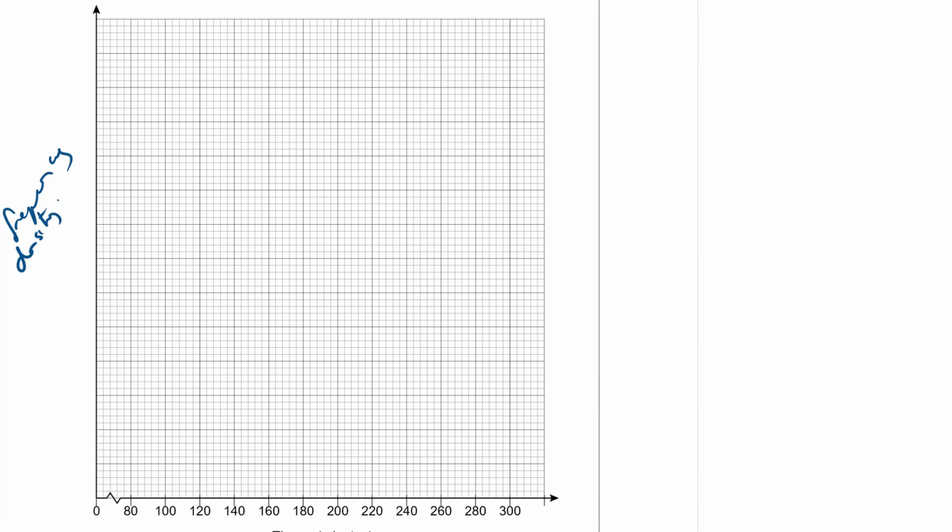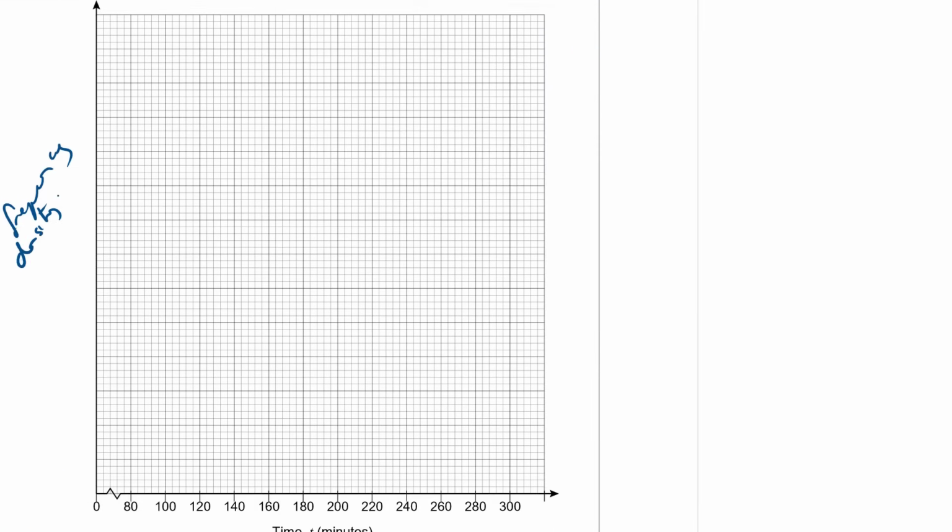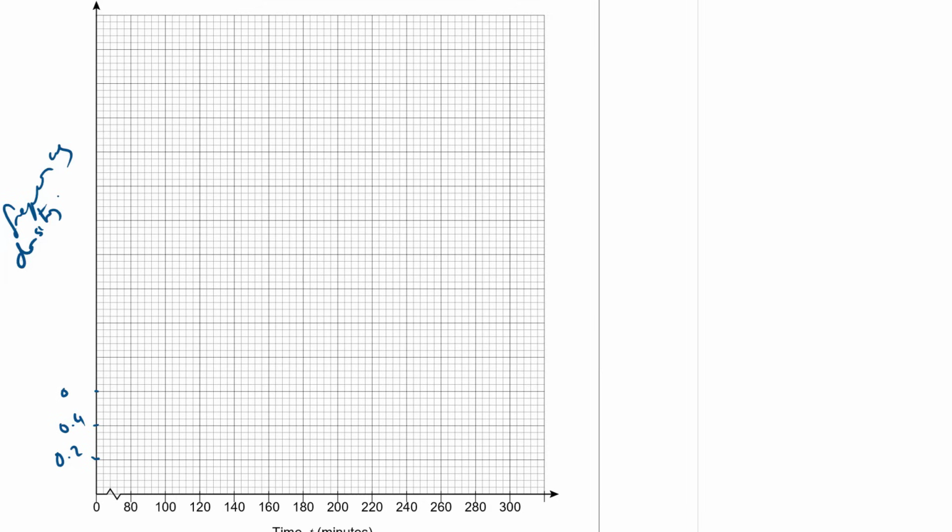Counting up, I've got 1, 2, 3, 4, 5, 6, 7, 8, 9, 10, 11, 12, 13, 14 squares. And I want to go up to 2.4. So if I take one little square as 0.2: 0.2, 0.4, 0.6, 0.8, 1.0, 1.2, 1.4, 1.6, 1.8, 2, 2.2, 2.4. That seems to fit in nicely.